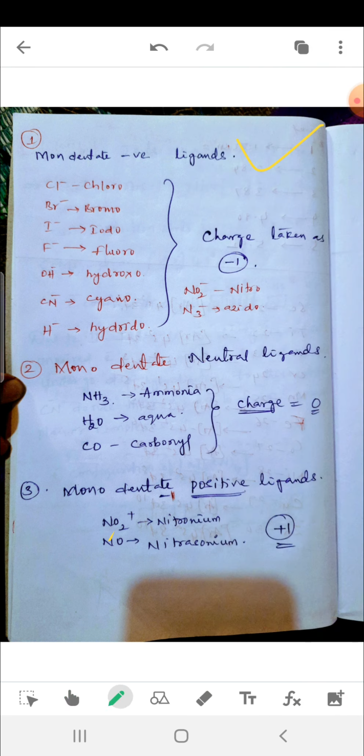As well as that, there are bidentate ligands. For example, carbonate CO3 -2, sulfate SO4 -2, and ethylenediamine, which is a neutral ligand. So remember these are bidentate negative ligands. Whenever we can remember, these are the simple ligands. Whenever ligands come up, let us learn about their nature.